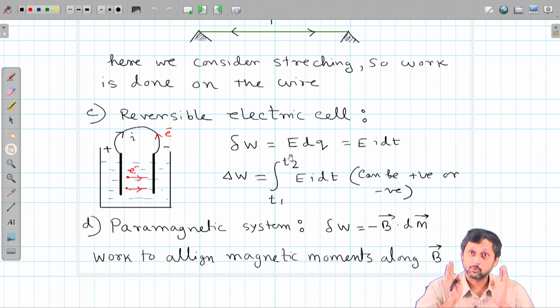Now, this can be both positive and negative depending on whether we are charging the battery or we are taking out power from the battery. We can have both positive and negative work. So, we are just keeping it like this.